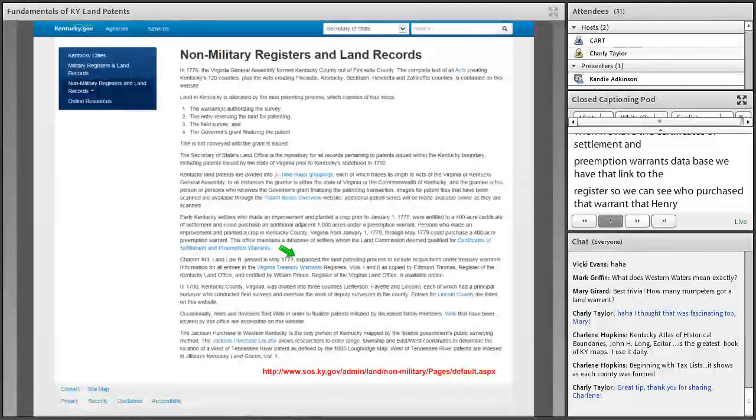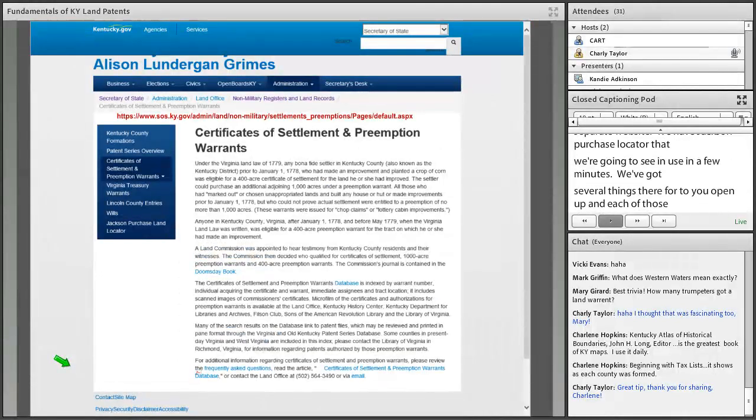And then we also have the Lincoln County entries, and we have some wills that have been scanned and put online for you. As we find wills when we scan, we add those to this separate website. We've got the Jackson Purchase Locator that we're going to see in use in a few minutes. So we've got several things there for you to open up, and each of those will have more pages underneath those. Let's look at the Certificates of Settlement and Preemption Warrants database first.